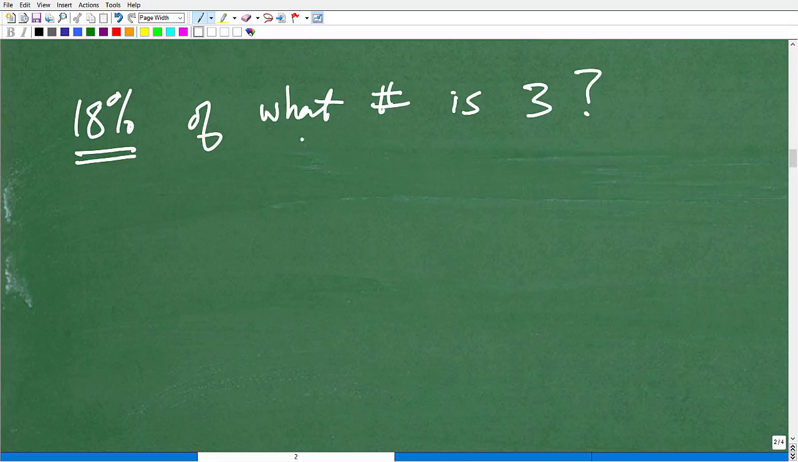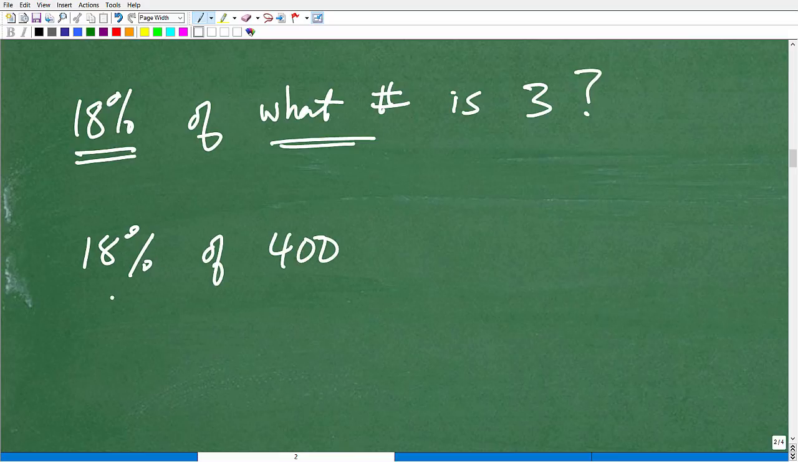18% of what number? So I want to find 18% of some number. Let's say 18% of 400, right? What did I have to do? Well, remember, I changed that into a decimal, so that would be 0.18, and I would multiply by 400, right? So that's what I would have to do. I would change the percent into a decimal and multiply, okay?